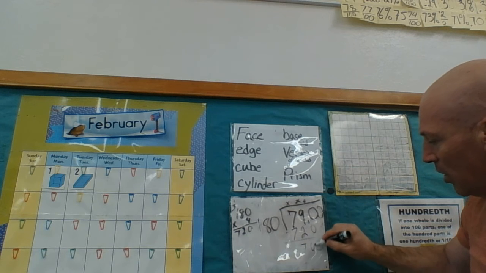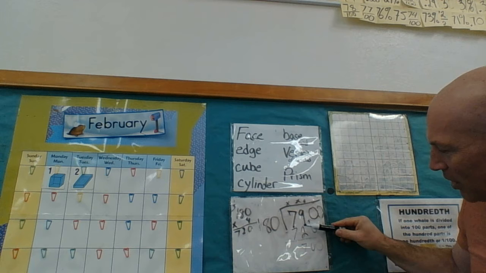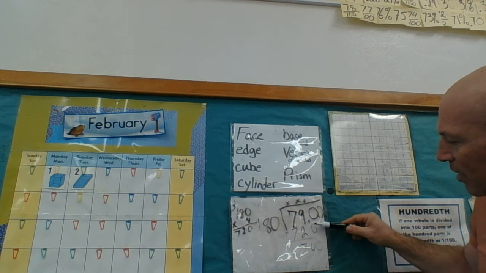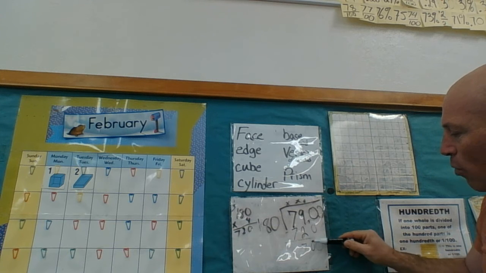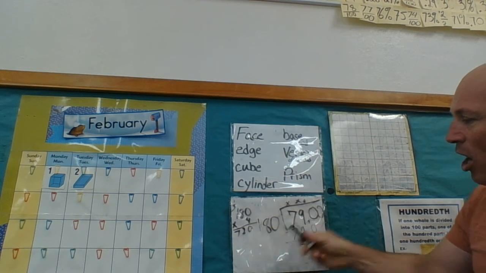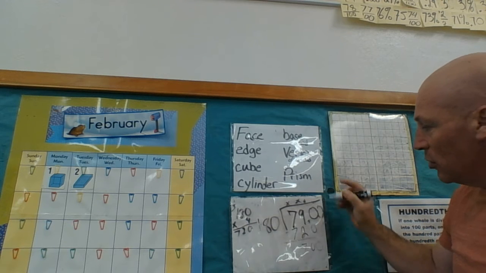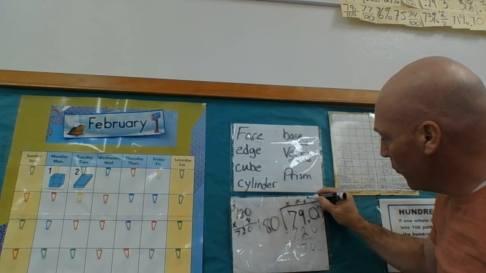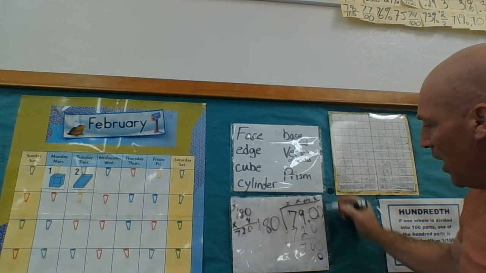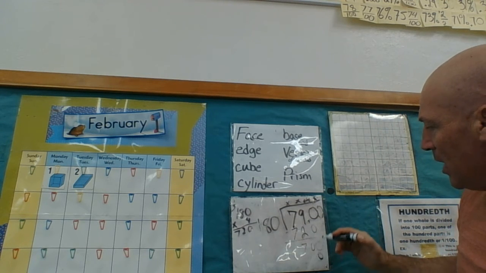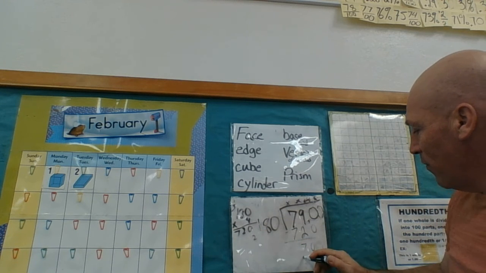Bring down my 0, and I'm going to do the same thing, except look, I don't even need to estimate, because look at this. I already know the answer of 180 times 4, and it's 20 more than what I need here. So I can automatically know that it's going to be 1 less. So it's going to be 3. So 4 will be here, and 3 will be here. 3 times 0 is 0, and 3 times 8 is 24, and 3, 4, 5.